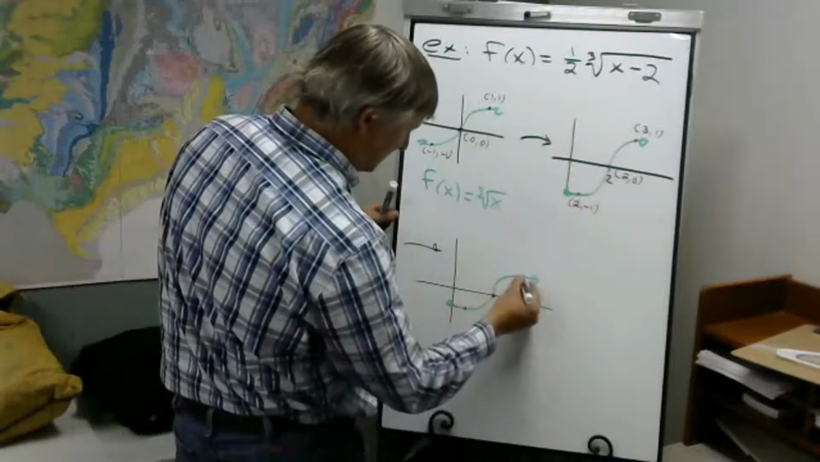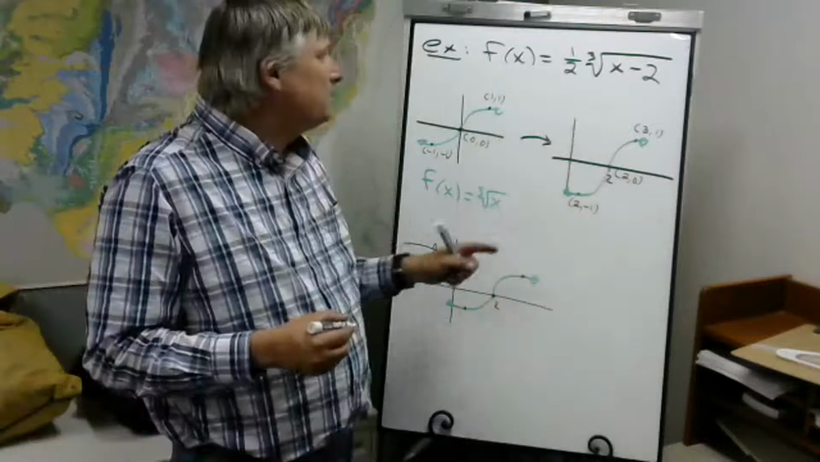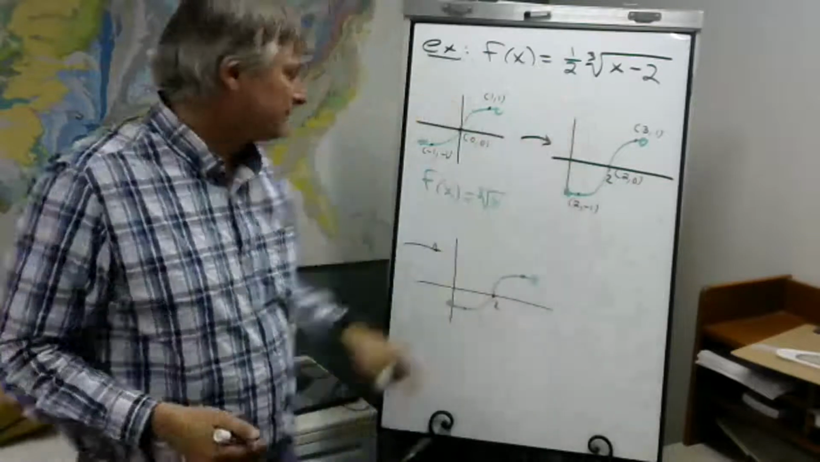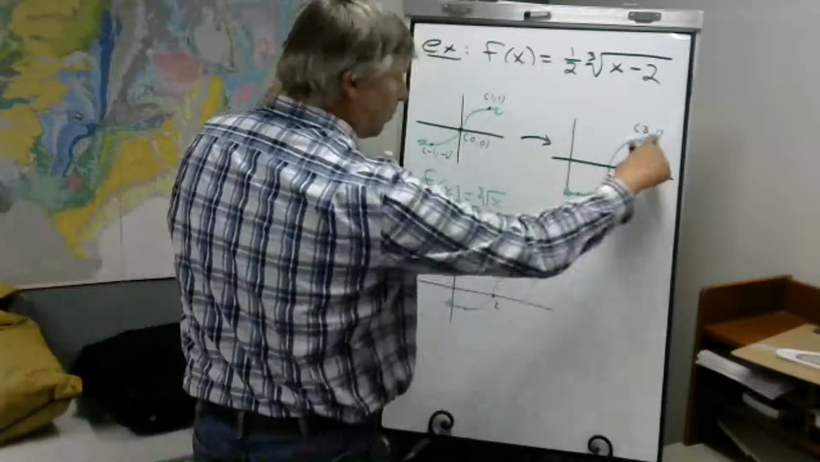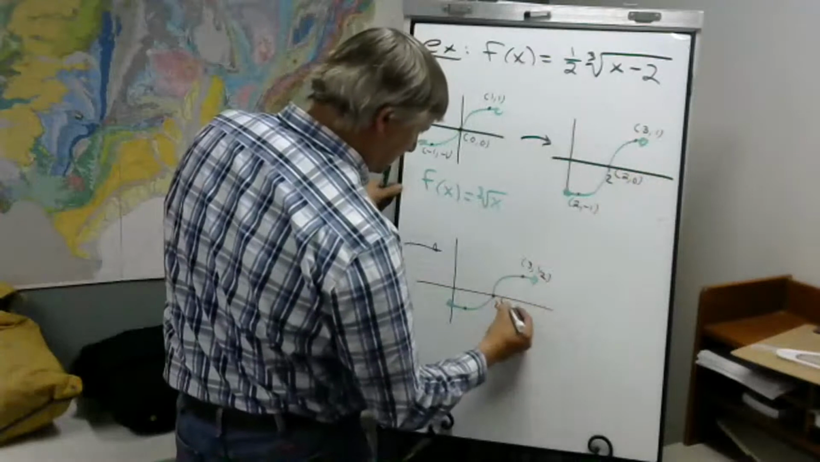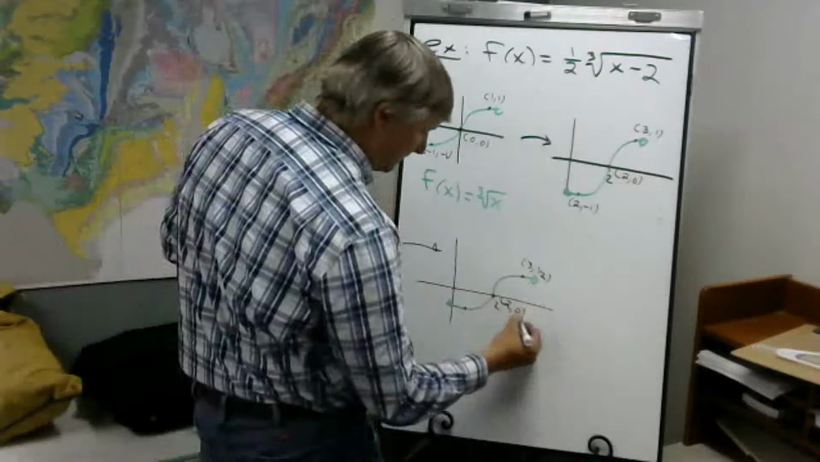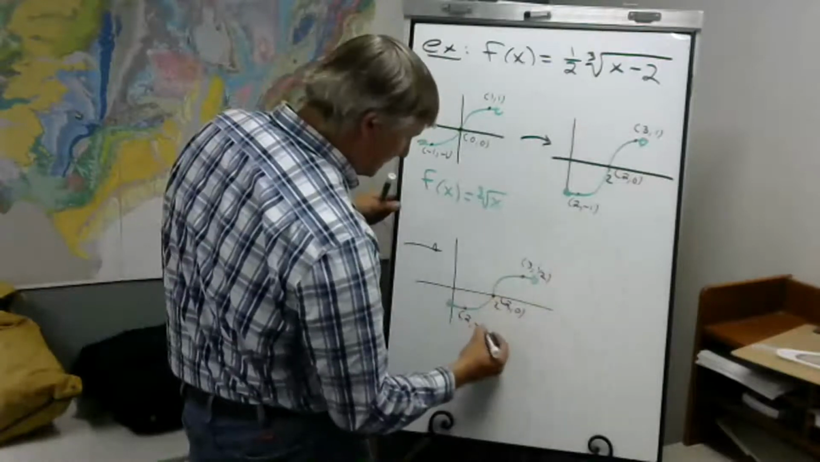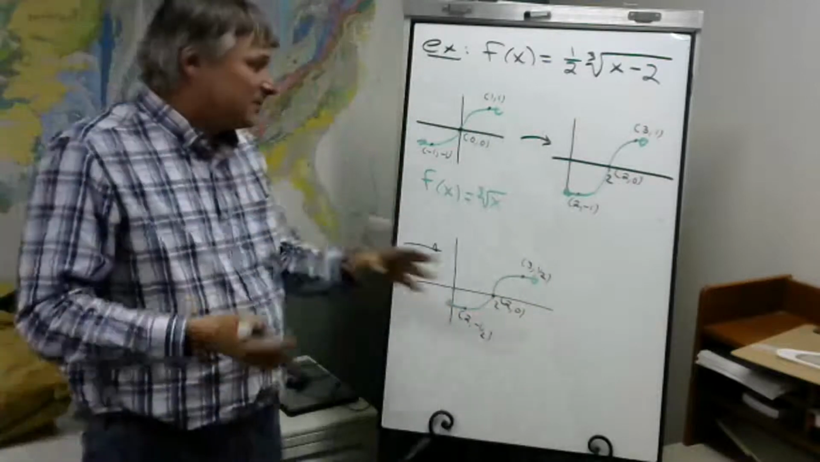Now, what does this do to our points? Well, remember, when we do a vertical shrink, we're multiplying that y coordinate by that number. So the x isn't going to change. But 1 times 1/2 is 1/2. Here, x doesn't change, but 0 times 1/2 is 0 still. And then this one, the x doesn't change, but -1 times 1/2 is -1/2. And so here we are. This is our final graph.